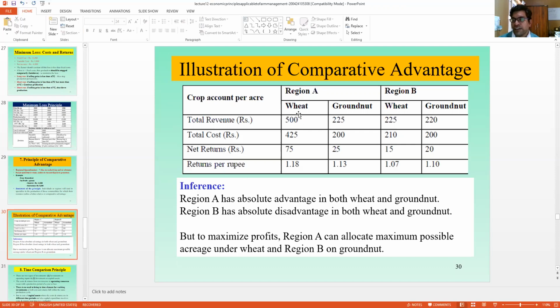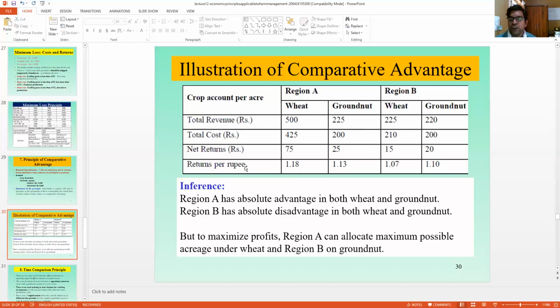Now you look at this one, returns per rupee. Region A is getting, in the case of wheat, returns per rupee, RPR, of 1.18, which is more than that of region B, 1.07, for the wheat crop. When you take groundnut, again, region A is getting RPR, returns per rupee, of 1.13, which is more than that of region B, 1.10. It means what? Region A has absolute advantage in both the crops. In both wheat and groundnut, region A has absolute advantage over region B, because in both the crops the returns per rupee is more.